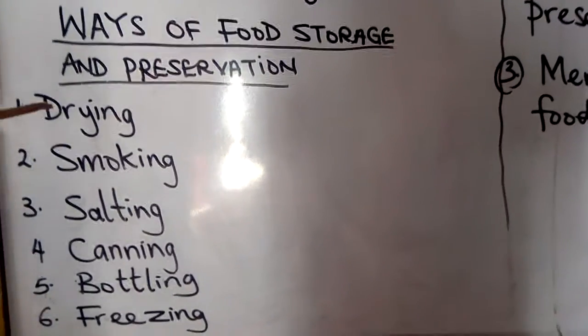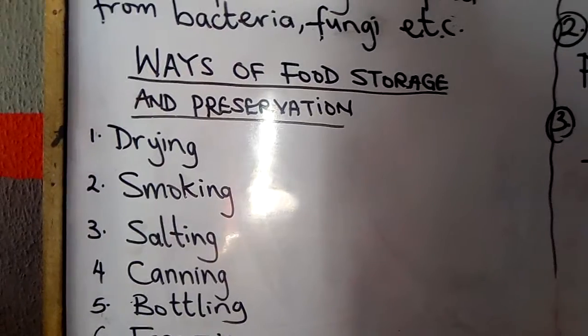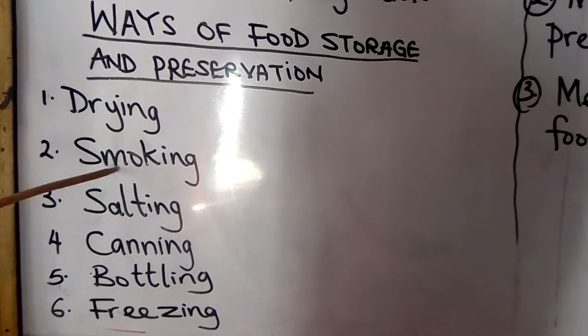In drying, we use sunlight, the heat from the sun. In smoking, you use the heat from fire.